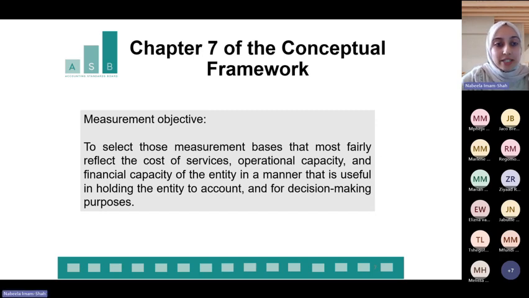The measurement objective is to select those measurement bases that most fairly reflect the cost of services, operational capacity, and financial capacity of the entity in a manner that is useful in holding the entity to account and for decision-making purposes. Now, when we look later at IPSAS 46, that's the measurement standard, you will see that the measurement objective there is closely aligned to this.